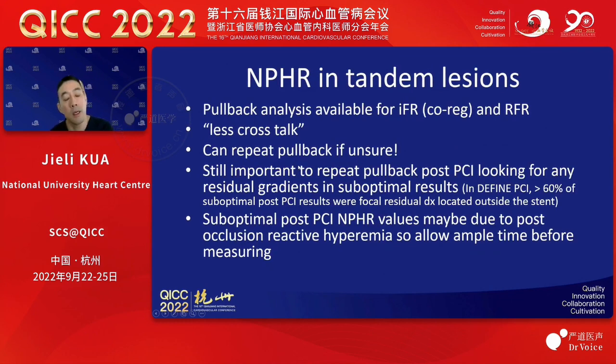So some things to note for NHPR and tandem lesions. Amongst the various companies, only the iFR and RFR have a pullback analysis. I don't have the iFR machine, but it does have a co-registration system, where on the angiogram they show you that each dot represents a 0.01 gradient, and how theoretically it is supposed to help you. If you fix a certain lesion, it will tell you exactly how much it's supposed to improve by. So NHPR supposedly has less crosstalk between serial lesions.